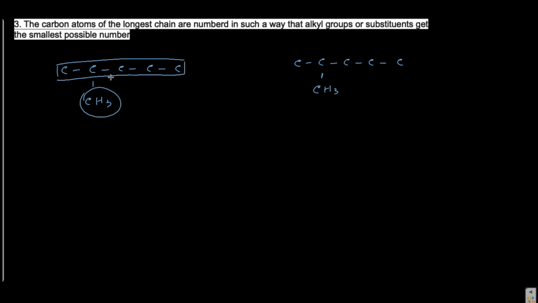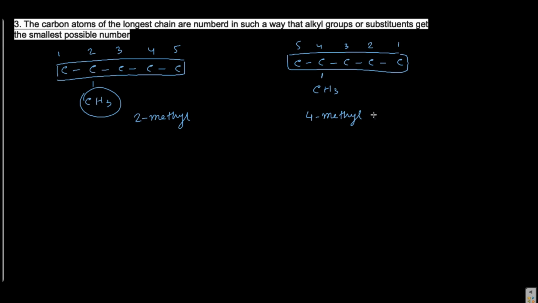So the third one: the carbon atoms of the longest chain are numbered in such a way that the alkyl groups or substituents get the smallest possible number. So again take that previous example, CH3 is present. Now, in which direction do you start numbering? This is a straight chain, so the longest chain is this, because there is no branch chain, and in the branch there is a group that is called methyl group. So you can write 1, 2, 3, 4, 5, or you can number it like this, 1, 2, 3, 4, 5. If you number like this, then it becomes 2-methyl, and if you number like this, then it becomes 4-methyl.